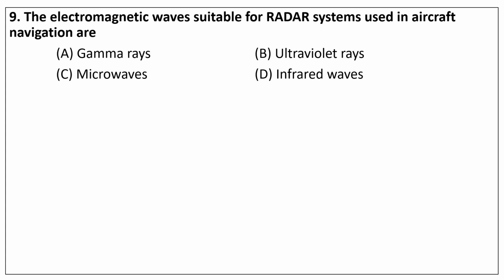Answer. A. Flux leakage. 9. The electromagnetic waves suitable for radar systems used in aircraft navigation are A. Gamma rays, B. Ultraviolet rays, C. Microwaves, D. Infrared waves.